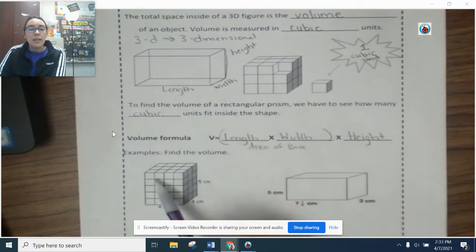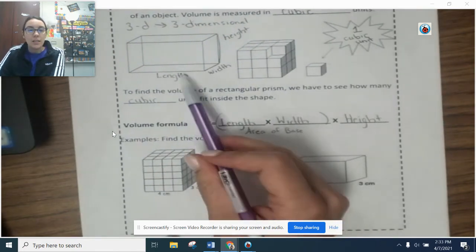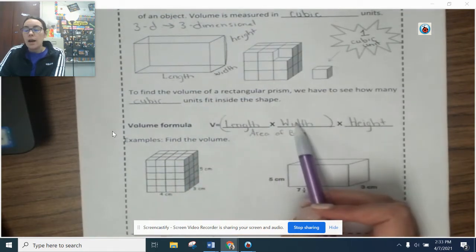But for a rectangular prism, we're doing length times width, because that's our base. As you can see here, the base is a rectangle. So that's why we use length times width.